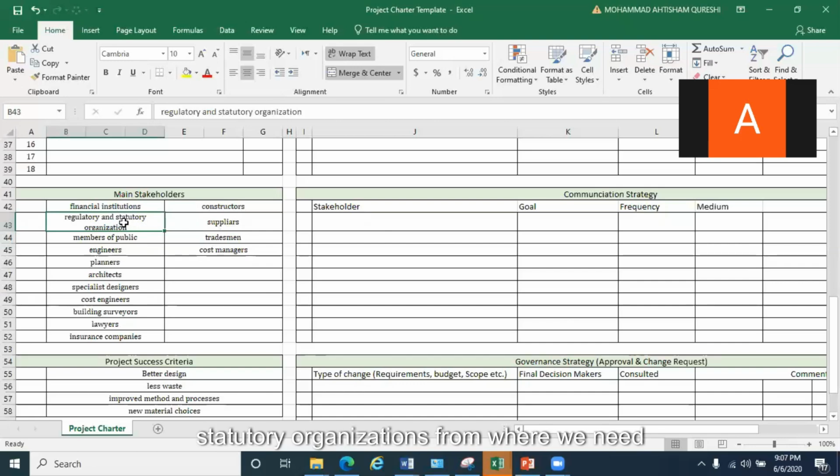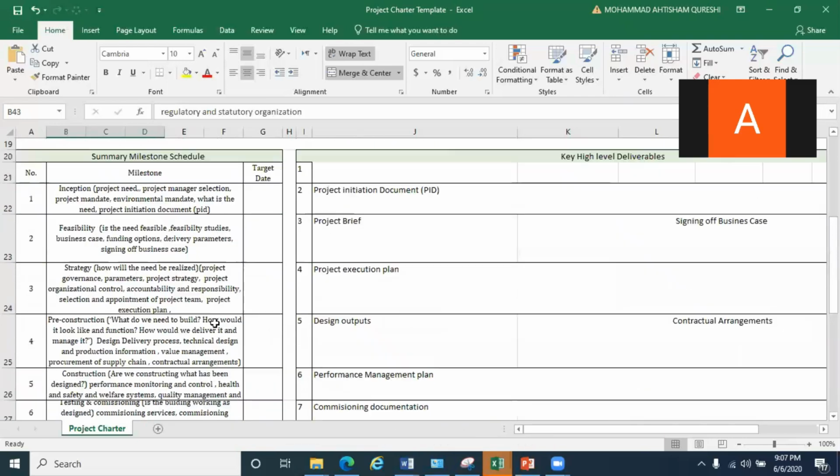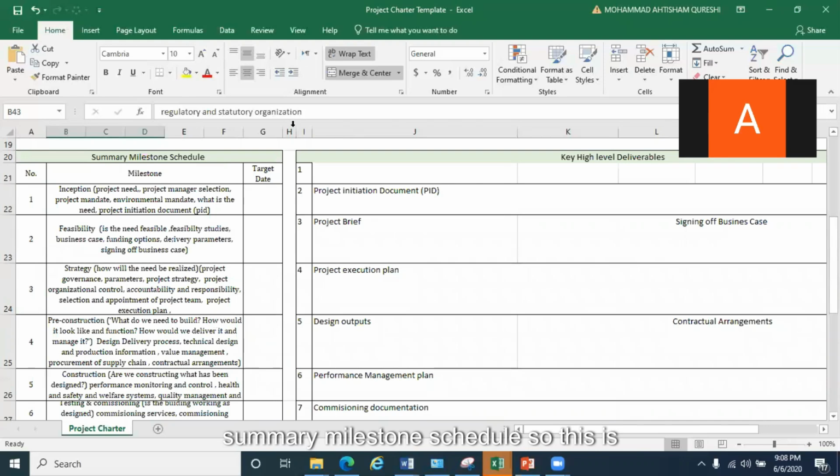Statutory organizations, from where we need to seek the connections and approvals. So these are the main stakeholders. Okay, then what we have else is the summary milestone schedule. So this is a little more detailed one.